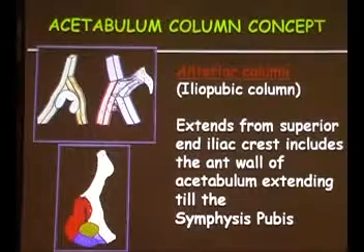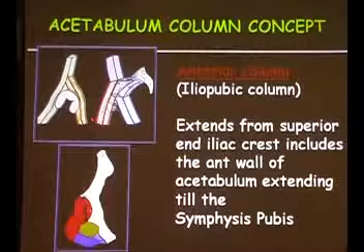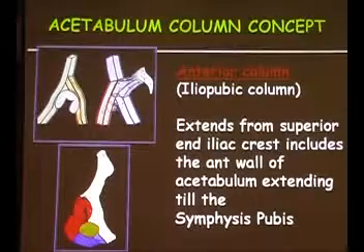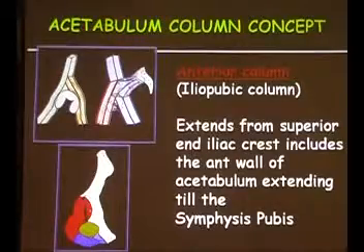So the acetabulum, as you know, is an inverted Y-shaped structure. It has an anterior limb and a posterior limb. One anterior limb is called the anterior column. It starts from the superior end of the iliac crest and includes the anterior wall of the acetabulum and extends to the pubic symphysis. That is the anterior column.